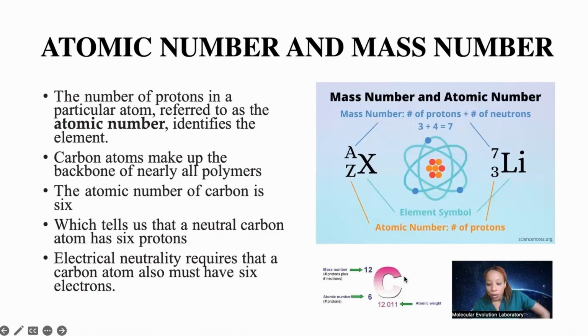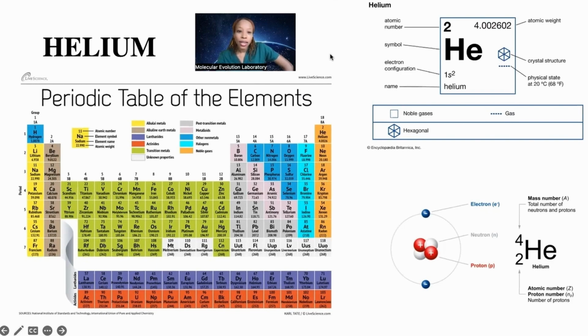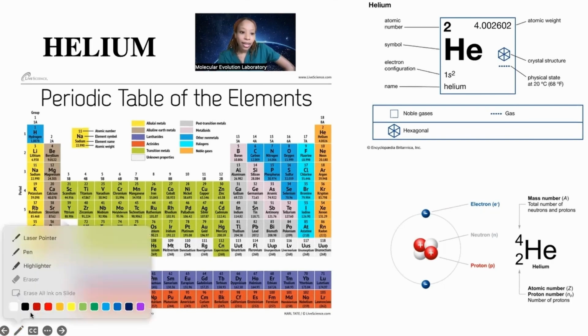Remember that we said that we also have different isotopes of carbon, which means that you will have other carbon atoms with different numbers of neutrons. Another element that we will give a brief synopsis on is helium. It's basically the second element on the periodic table. So we actually looked at hydrogen.